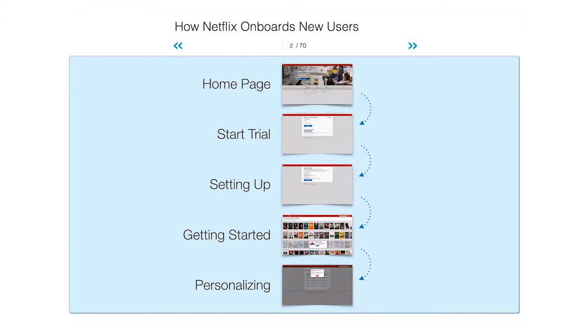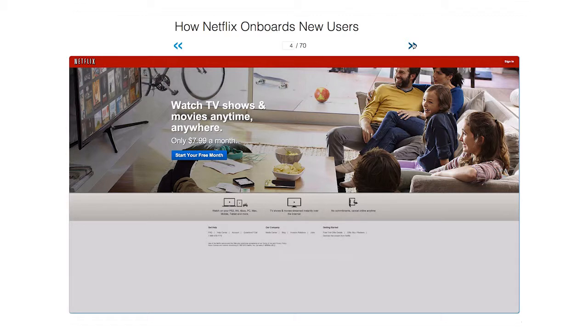So we start things out with a 1,000-foot view of the entire process. People typically start at the homepage, which I think is a pretty safe assumption. I tend to do that when I'm doing these teardowns, just because I'm not really aware of different areas where people might be entering the onboarding process, although that's certainly possible. But coming to the homepage, then once they decide to sign up, there's the start trial and setting up process, which are two sides of the same coin. And then once they land in the actual application, getting started and personalizing it.